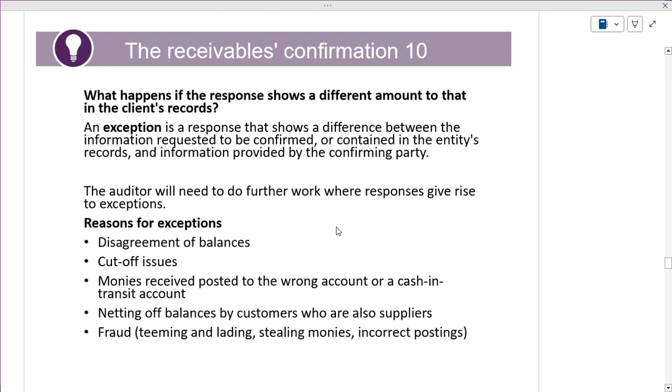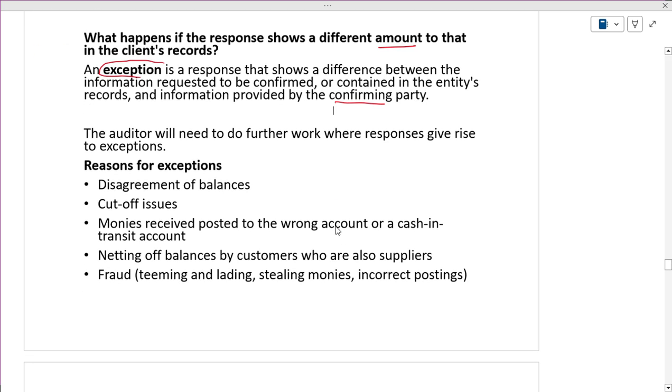What happens if evidence shows a different amount to that of the client? There will be a difference. A response like this is called an exception. It shows the difference between the information requested and the response provided by the confirming party. We are giving one amount, they are giving us another amount, so the auditor will need to do further work.